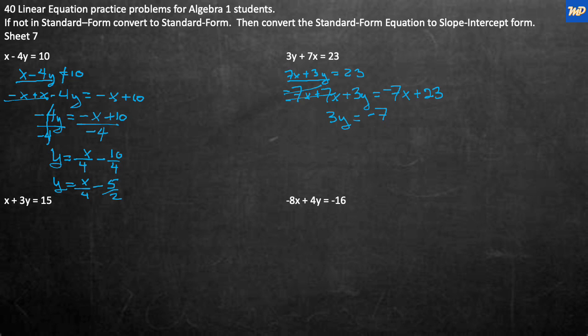Negative 7x plus 23. And we get rid of the 3 now. So we're going to divide everything by 3. These 3's cancel, so the y is by itself. Y equals negative 7 thirds x plus 23 thirds.